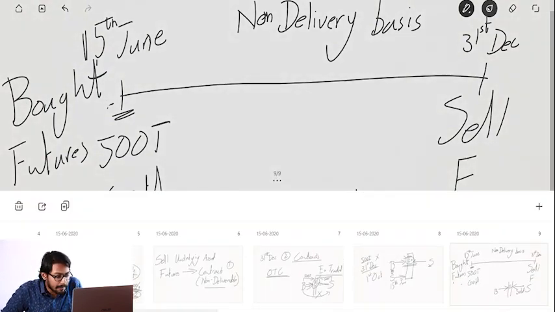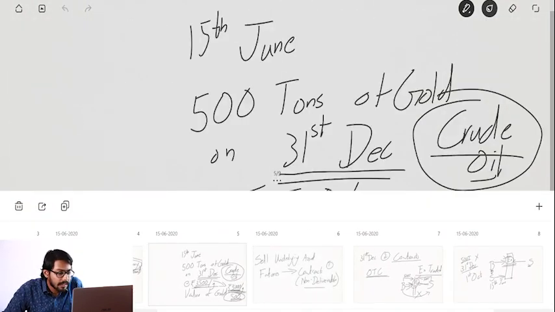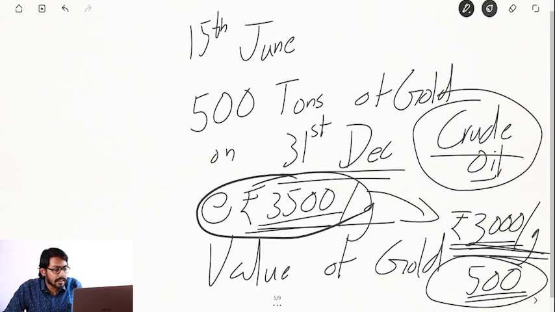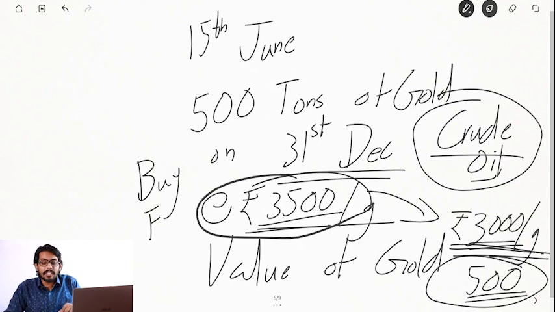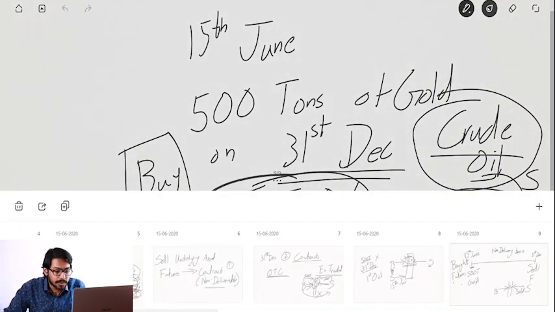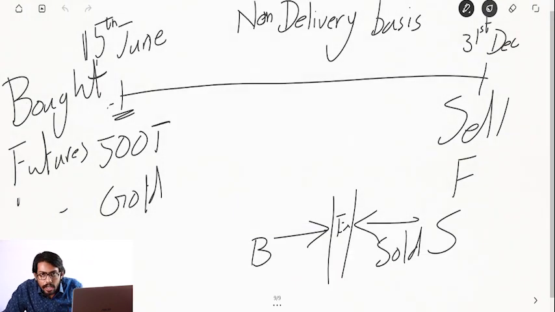Look at this example once again. Today you enter into a contract to buy gold at 3500 per gram. Today you can say you have bought futures. On 31st December you are getting 3000 per gram or 4000 per gram, whatever the values are on that date. On this day you can say you have sold this future and you are getting the value. So what happens on 15th June? You are entering into a contract to buy gold on 31st December. Are you getting the gold? No, you are getting the value of gold. How are you getting the value of gold? You are selling the futures. You had bought a futures on 15th June.